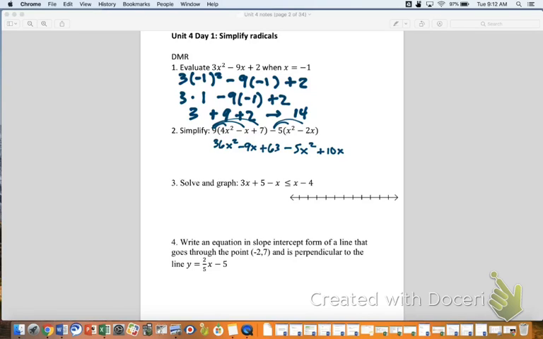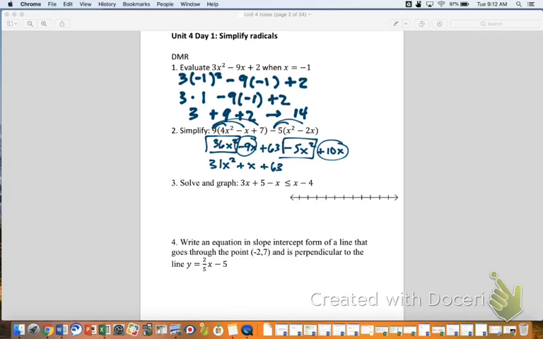And then I'd go through and add my like terms. I've got a 36x squared and a minus 5x squared. That gives me 31x squared. I've got a minus 9x and a positive 10x. That gives me plus x. And, of course, the 63 doesn't have any term to be like it. So that would be our final expression. Questions, concerns? We all doing okay?